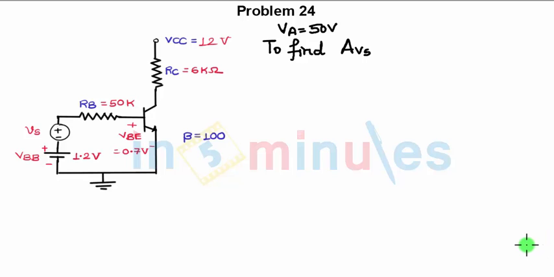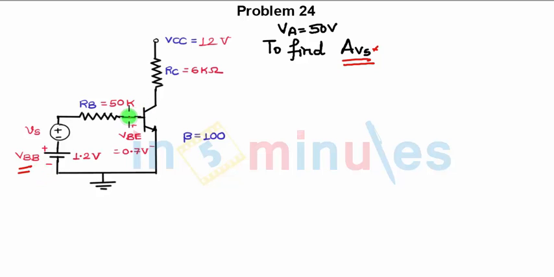Again, there is a next problem based on the AC analysis. The question tells us to find the value of AVS, that is, considering the source voltage Vs. In this case, you can see VBB is providing a base emitter voltage of 0.7 volts in DC analysis, that is forward biasing the base emitter junction in the DC analysis.